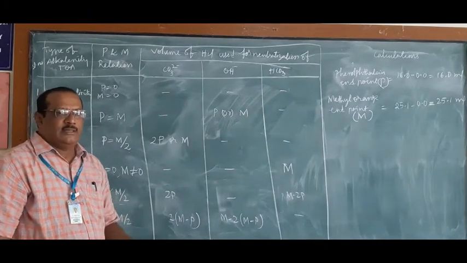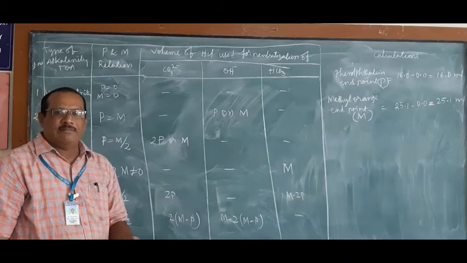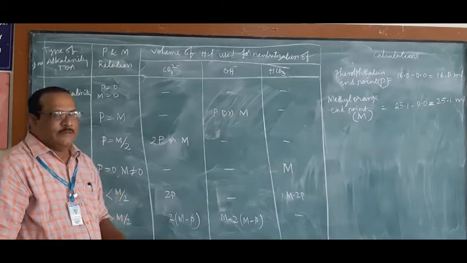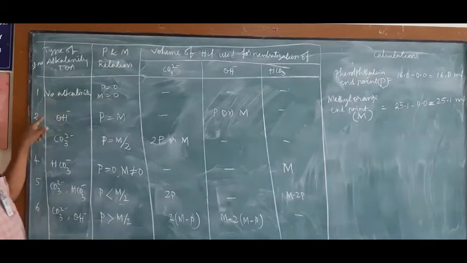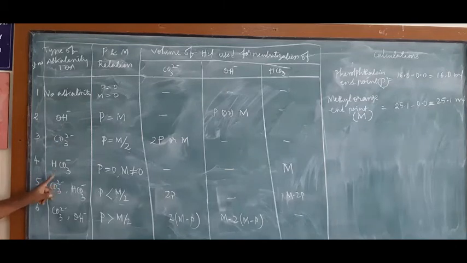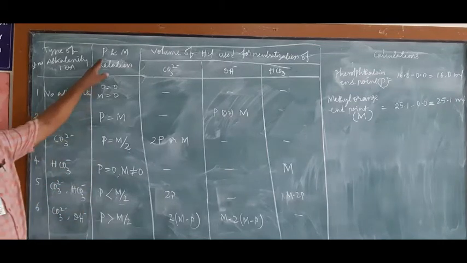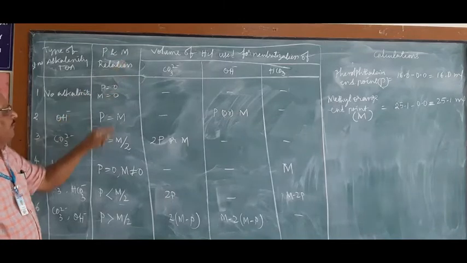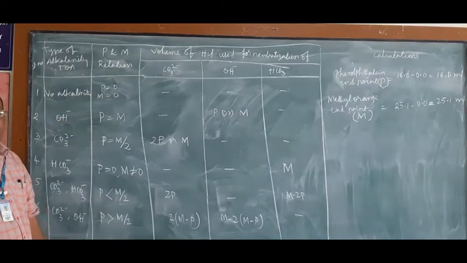Already we know that there are 5 types of alkalinity in water. An alkaline water sample may contain only hydroxide, only carbonate, only bicarbonate ions, a combination of carbonate and bicarbonate, or a combination of carbonate and hydroxide. Based on the P and M relation, we get the type of alkalinity.